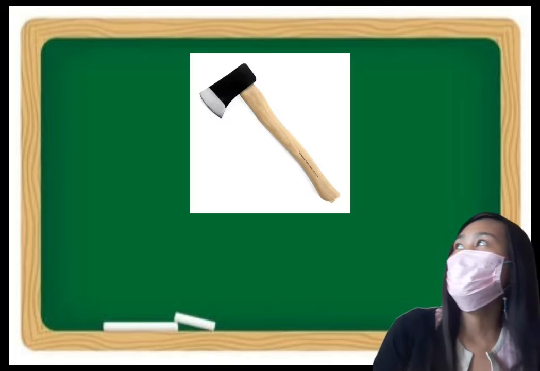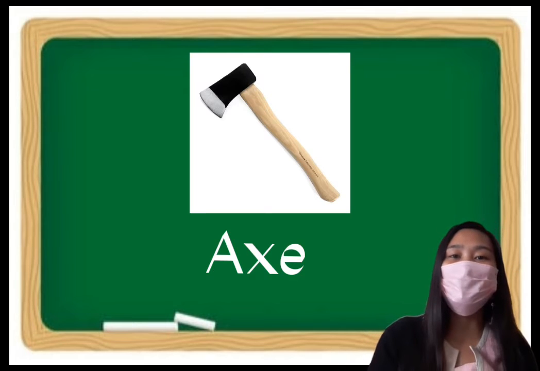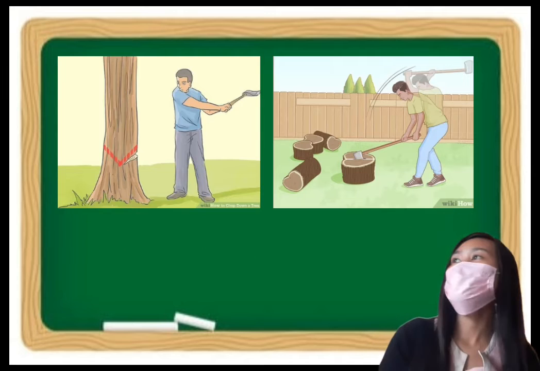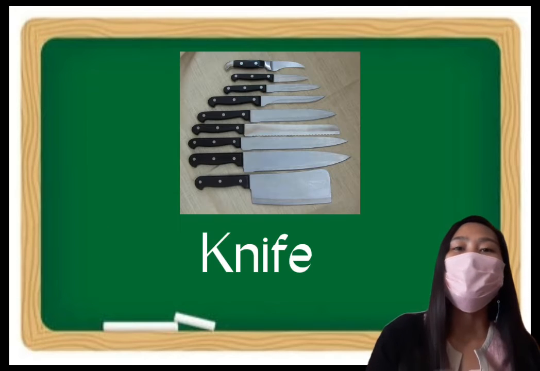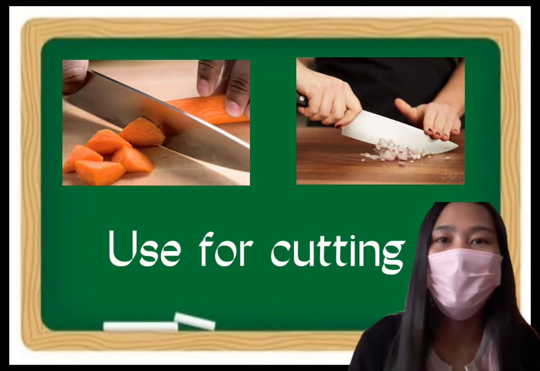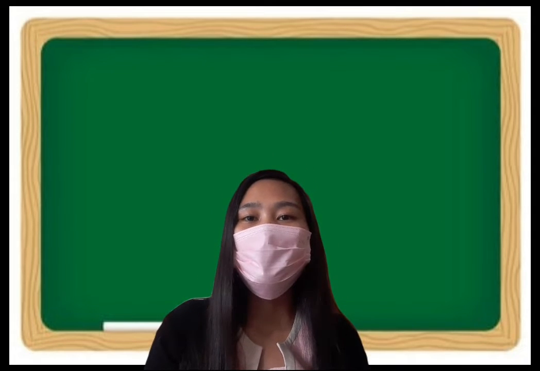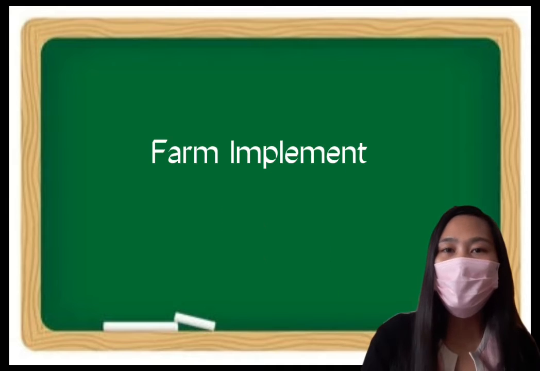And this is number 14, axe. Axe is for cutting bigger size posts. Okay, this is number 15, knife. Knife is used for cutting. And those are the examples of hand tools. And now we proceed to the farm implements.